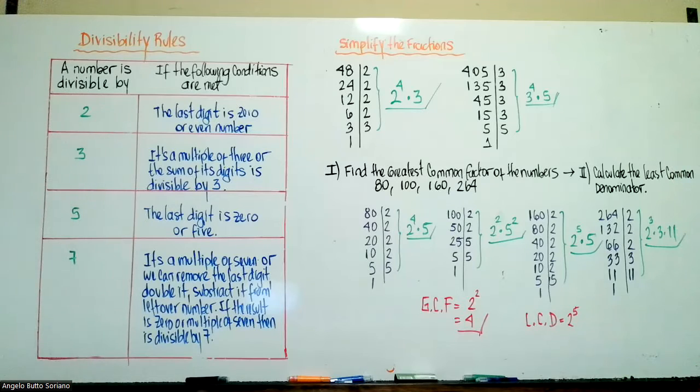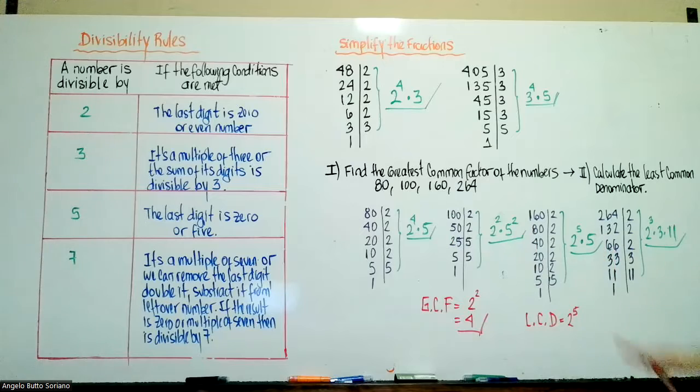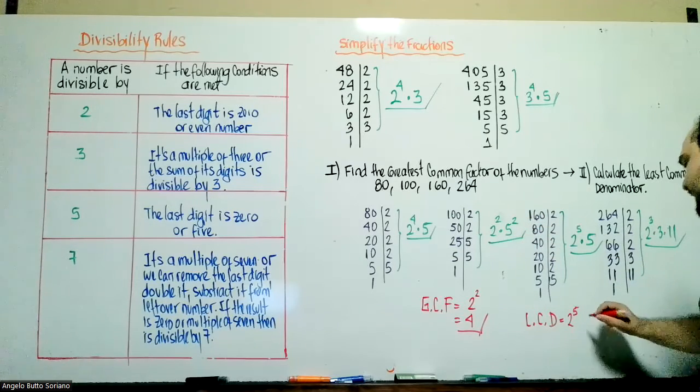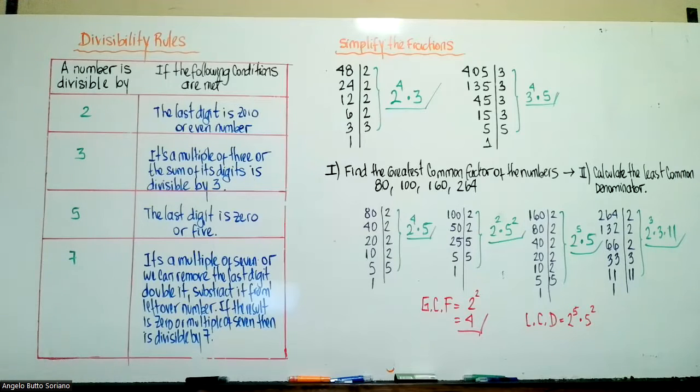Now, the number 5. We have 5 once, 2 times, once. So the greatest frequency, the number 5 will be 5 at the second power. Well, and we want to discard 3 and 11. Times 3 times 11. And solving the least common denominator, let's apply the rules of the powers.